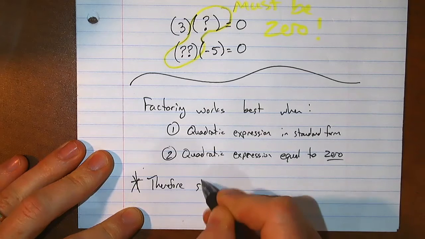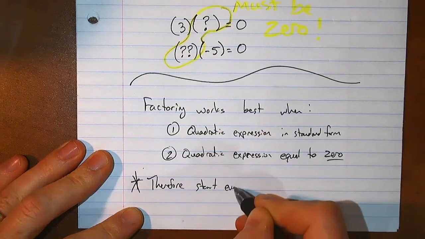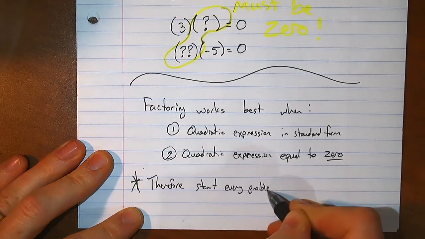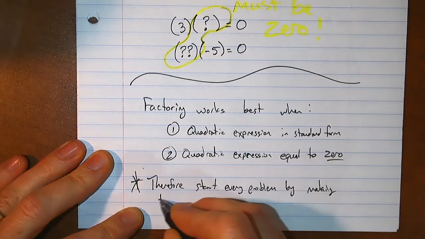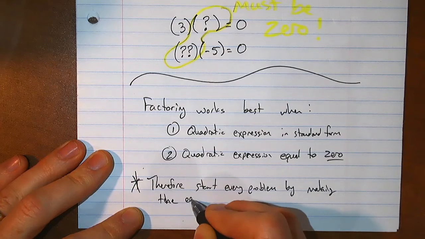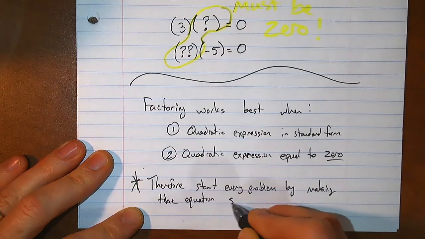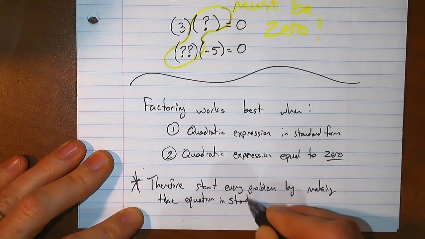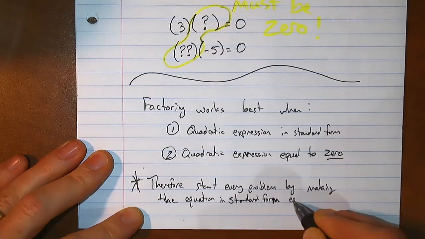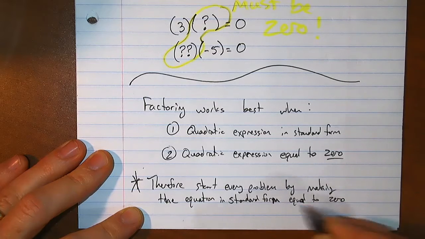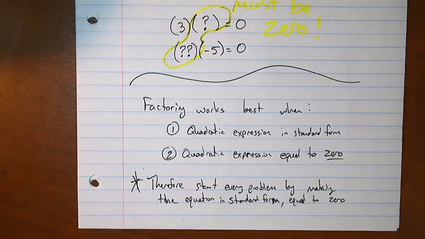Therefore, start every problem by making the equation be in standard form and equal to 0. Standard form equal to 0. Okay? Now, every single time we're going to solve using factoring, we're going to make it in standard form equal to 0. Now, this is not what we did in the first video, right?